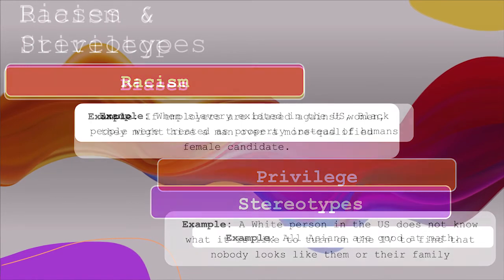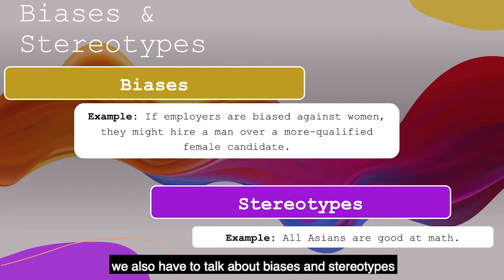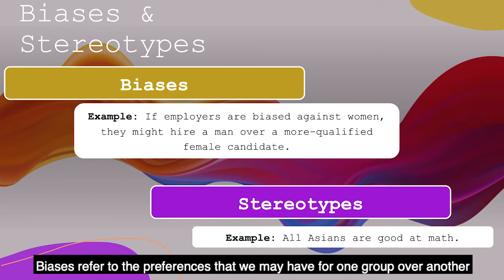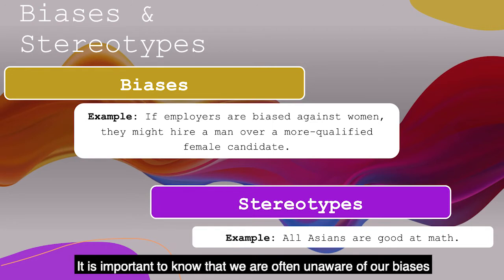In connection to the previous slide and the ideas of racism and privilege, we also have to talk about biases and stereotypes. Biases refer to the preferences that we may have for one group over another. Everyone has biases. However, not all biases are harmful. It is important to know that we are often unaware of our biases.